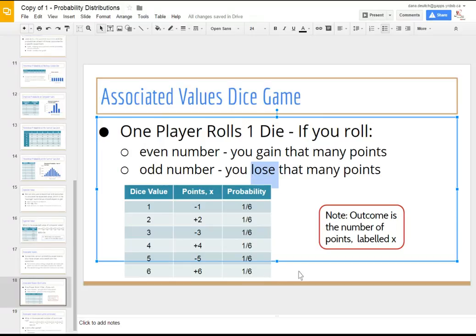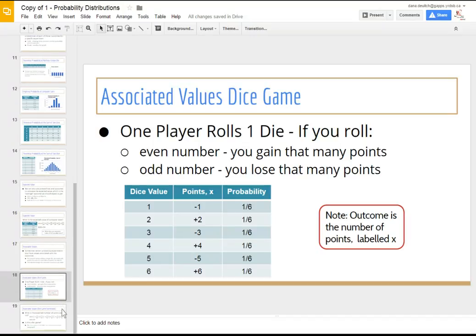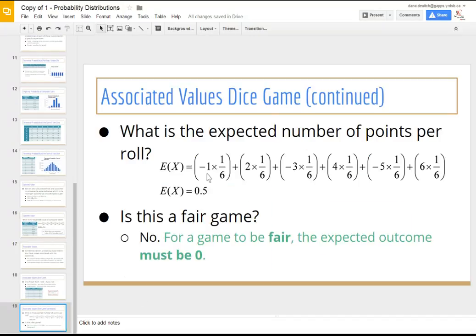So what I need to know is the expected value from this game. Remember, expected value, I'm going to multiply the x, the outcome that I'm concerned with, and in this case it's my points. So I multiply the number of points times the probability of getting those points to find out what the expected value of this experiment is. When I add up all those products, I get 0.5. The expected number of points per roll is half a point.